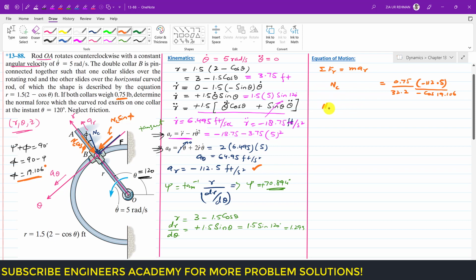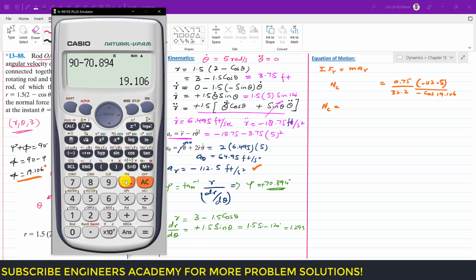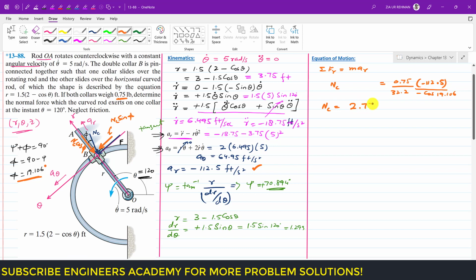So NC we can find directly using a calculator. So this is 0.75 times minus 112.5 divided by 32.2 times minus cos of 19.106. So this gives me NC equals 2.773 pounds.